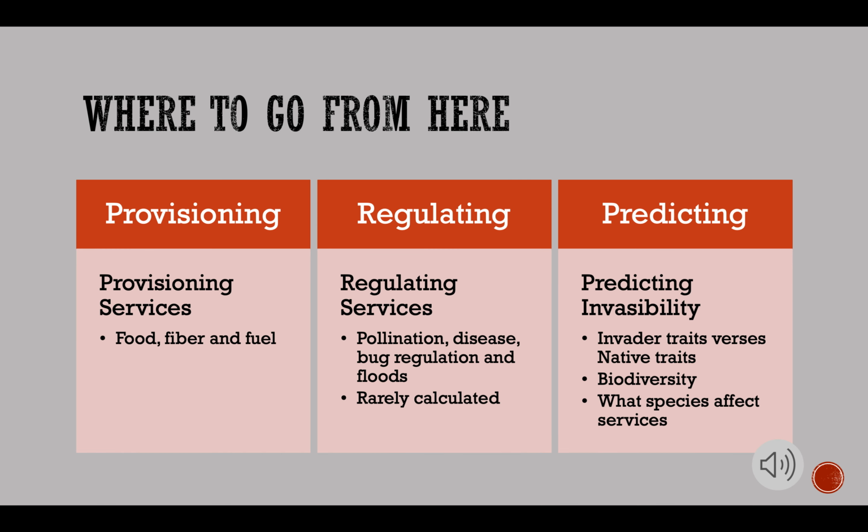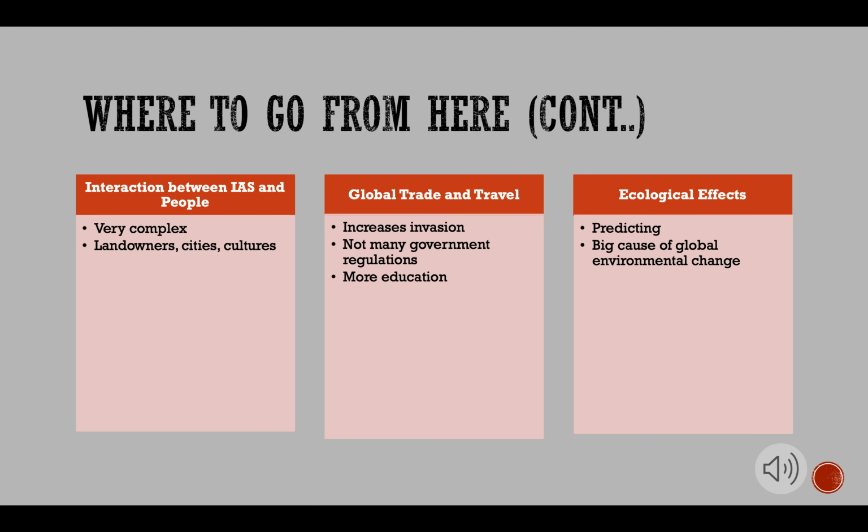From all the information gathered about invasive species, the question is, where do we go from here? There are 6 focuses or directions that should be taken. The first 3 are provisioning services, regulating services, and predicting invasibility. The next 3 focuses or directions that should be included in future implications on invasive species are interactions between IAS and people, global trade and travel, and ecological effects.